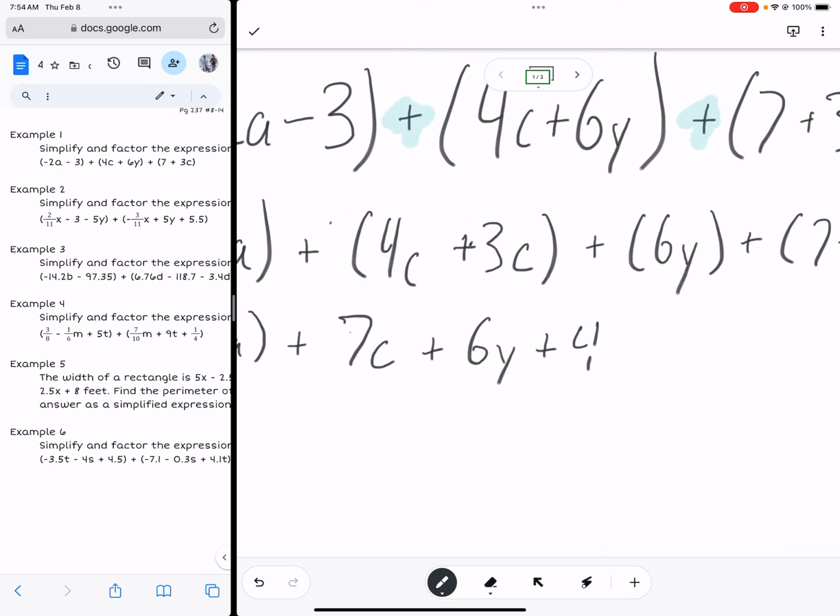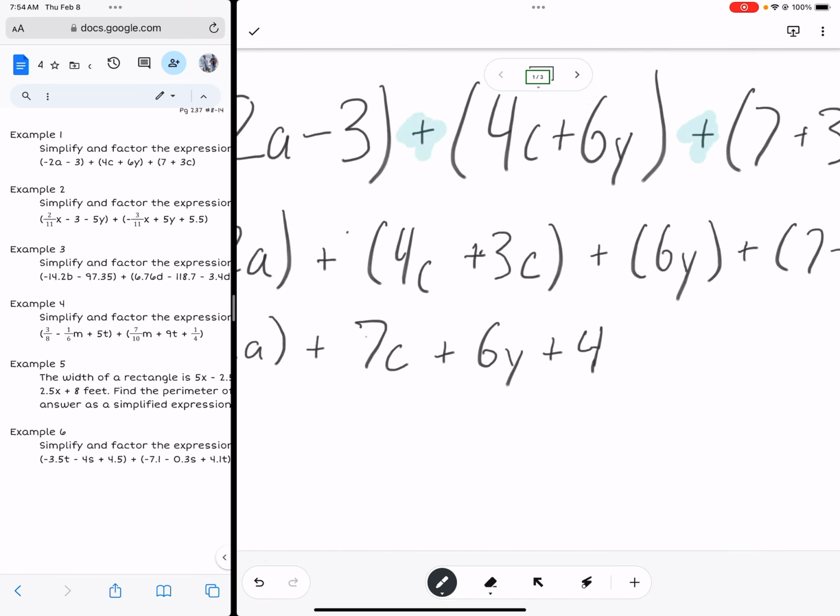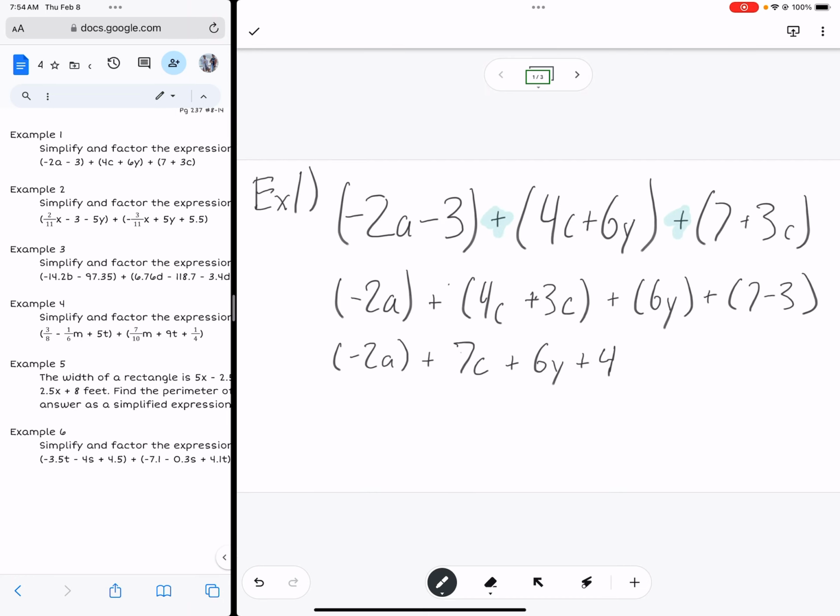And then are we able to factor this expression? No, we're not. We have this 7, that's prime. It can't be divided by 7. So this is your answer right here.